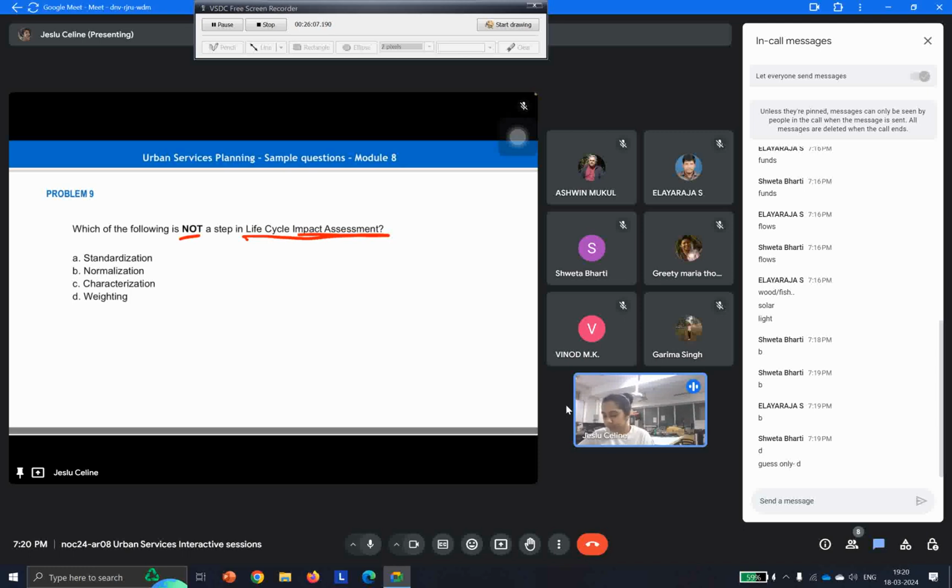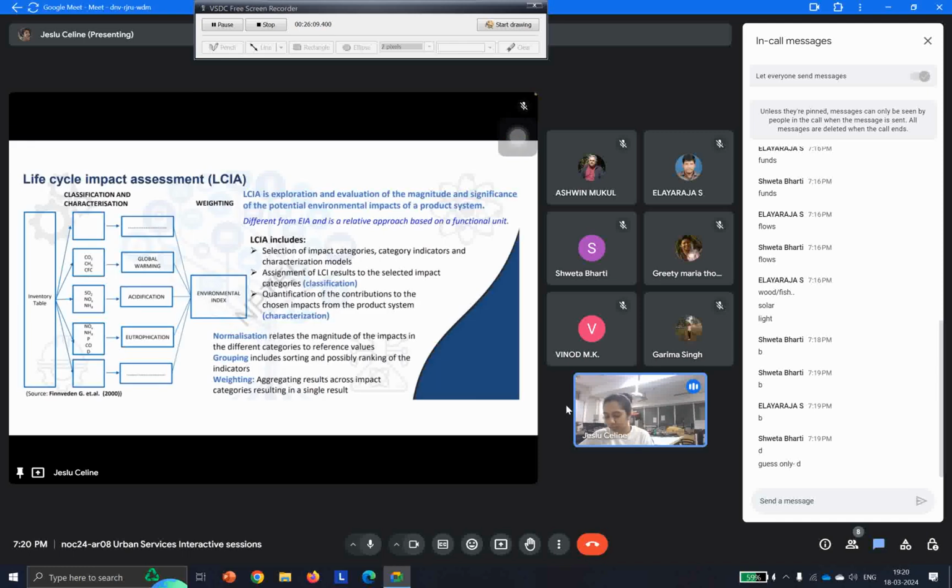Okay, so let's see that in detail. While learning life cycle analysis, this is what we learned. In life cycle analysis, we explore and evaluate the magnitude and significance of the potential environmental impact that a product or system can cause. This is not just done in solid waste management; it's done in all aspects. Like any product or any material that we want to produce or any building that you want to build. Whatever it is, we always do a life cycle impact analysis in order to see whether whatever we are developing is sustainable or not.